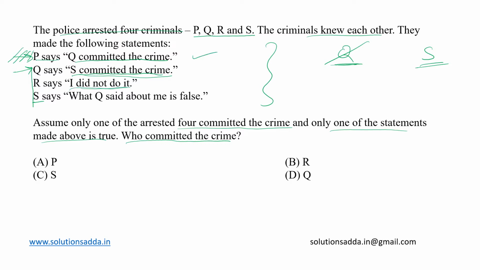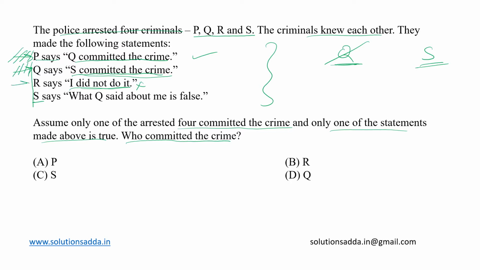R says I did not do it. Again its negation becomes I did it. So now we got again two criminals, R and S. But there cannot be two. So our assumption failed over here again due to R. So even Q is not speaking the truth.